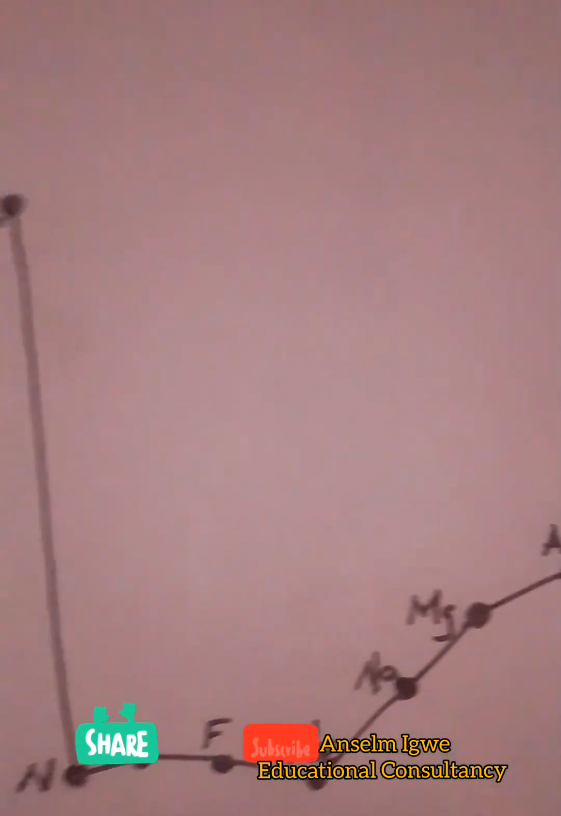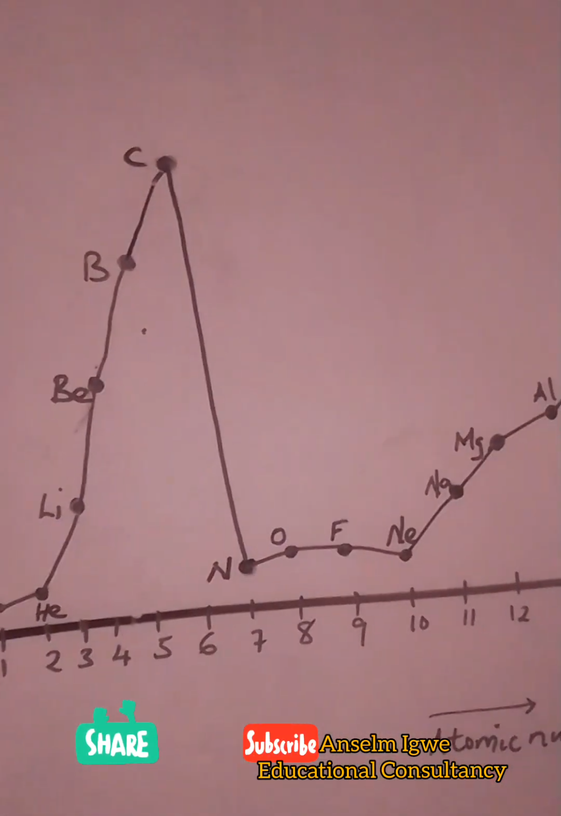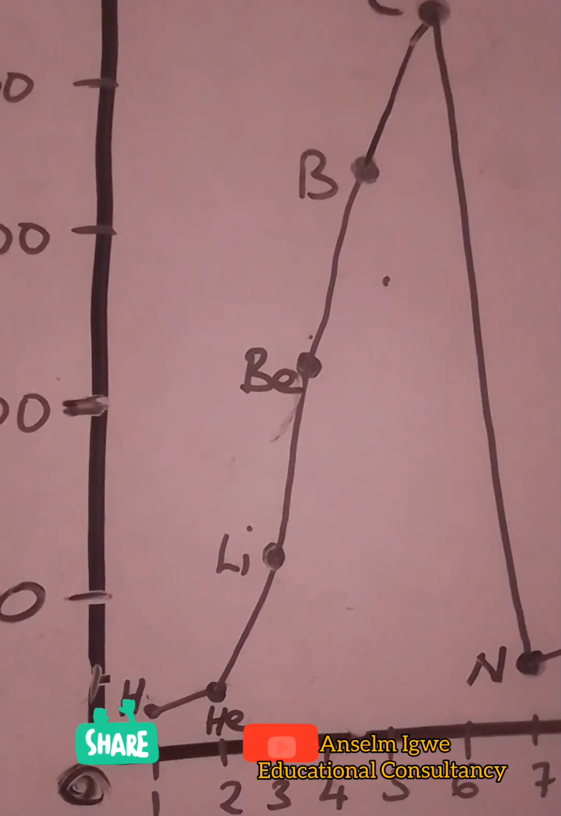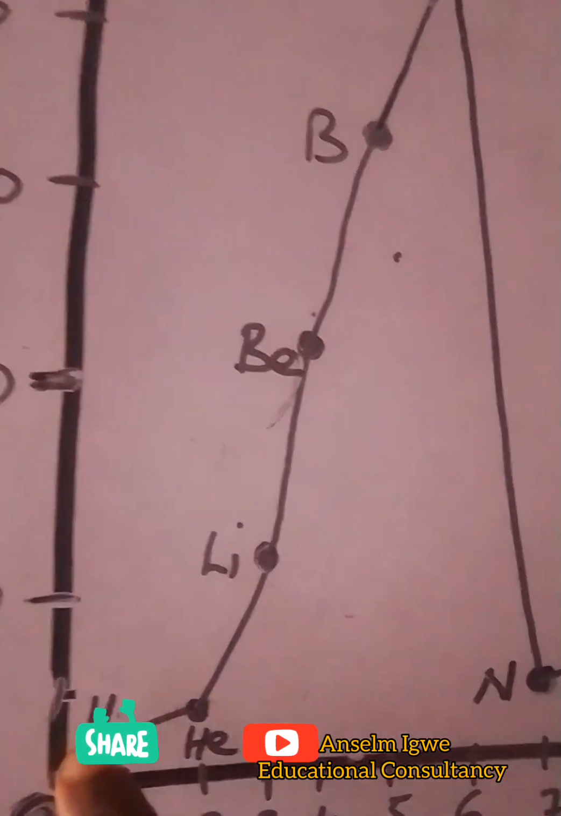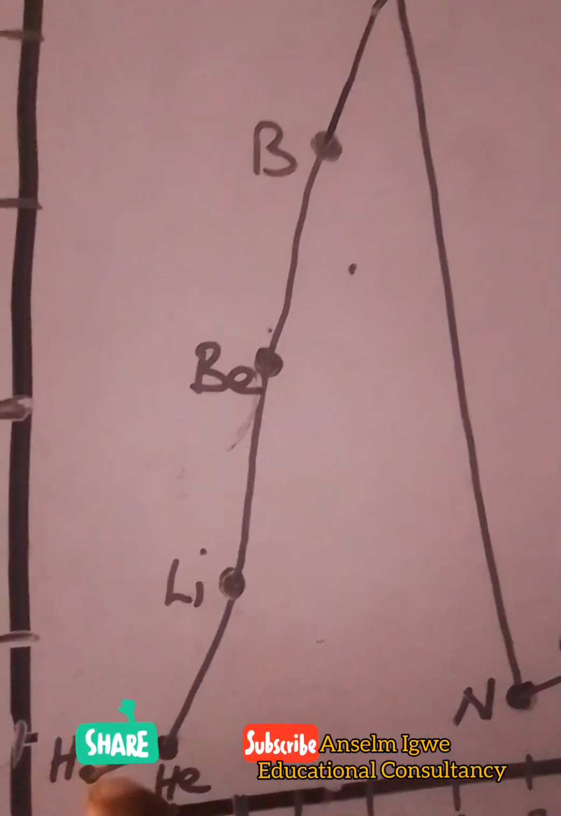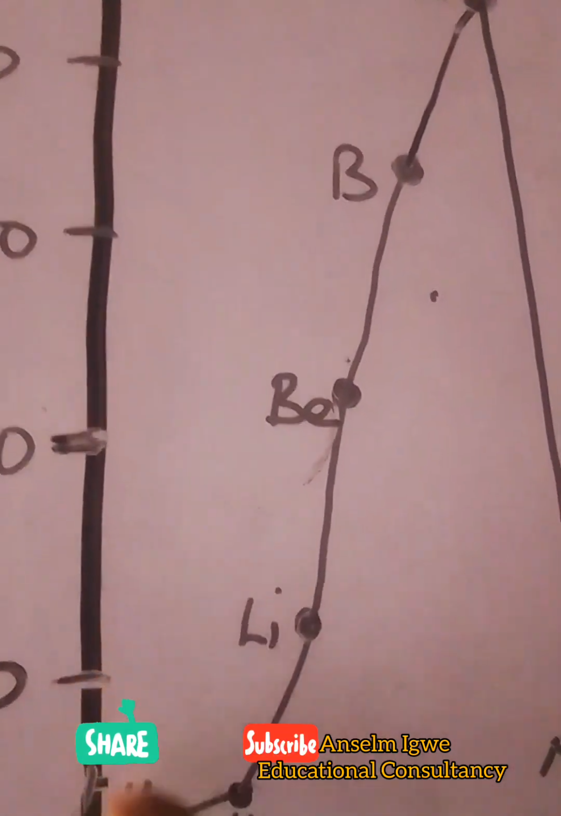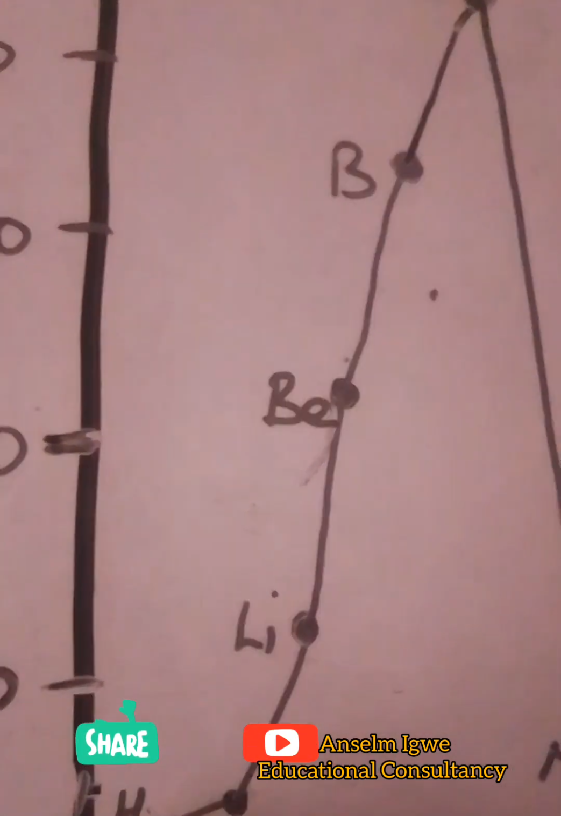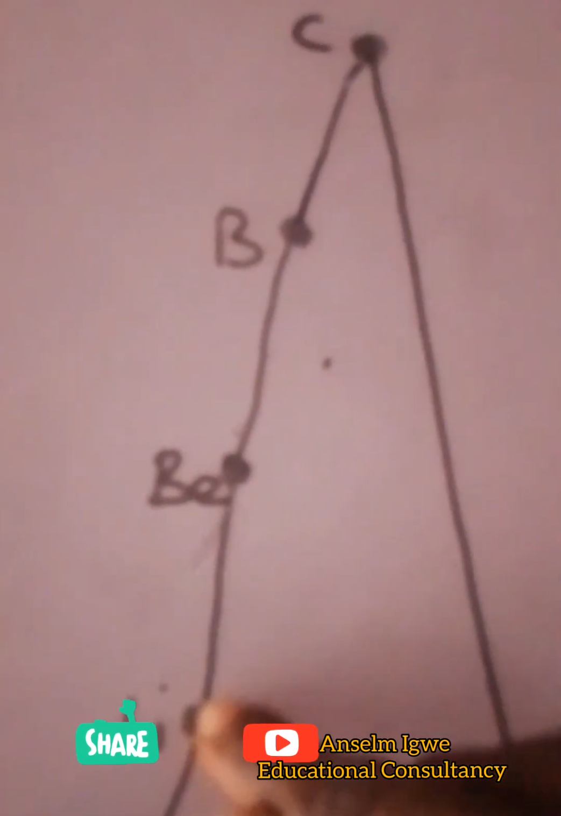This behavior is what I'm going to explain now. This graph is another proof that hydrogen is never a metal. You see, the melting point is below 0. But other metals in group 1, their melting points are above 0.